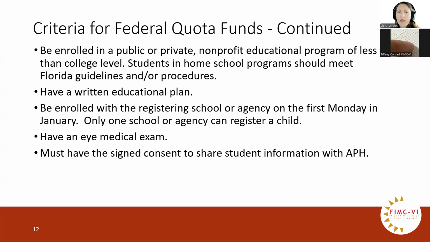So the remaining criteria for federal quota funds is that the student must be enrolled in a public or private nonprofit educational program of less than college level. Students in homeschool programs can participate, but they should meet the Florida guidelines and/or procedures for homeschool education. Each student must have a written educational plan. They must be enrolled with the registering school or agency on the first Monday in January. And like I said, only one school or agency can register a child. You must have eye medical exam information, and you must have the signed consent to share student information with APH.